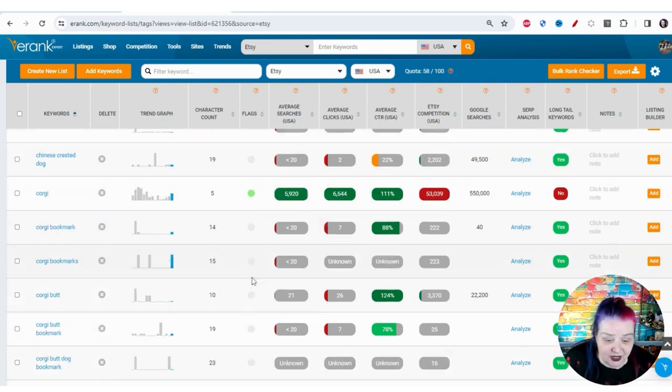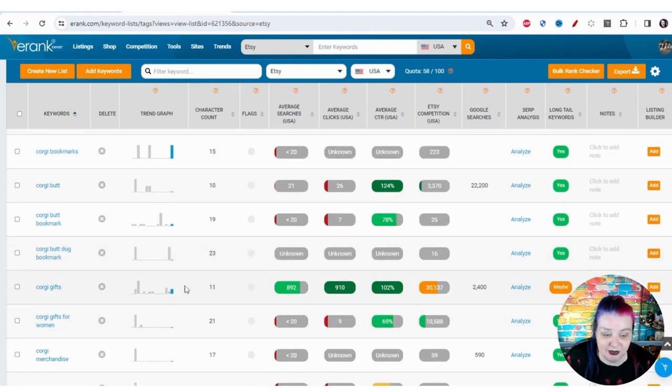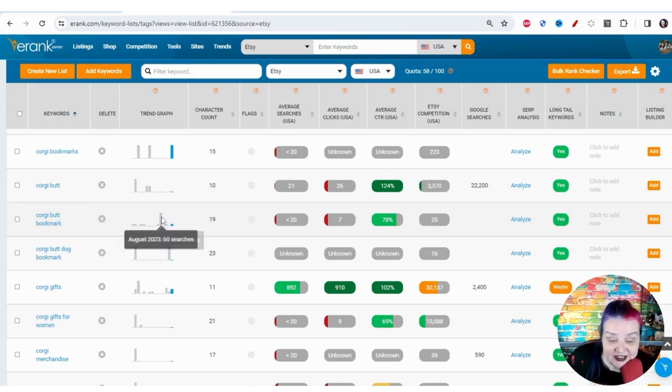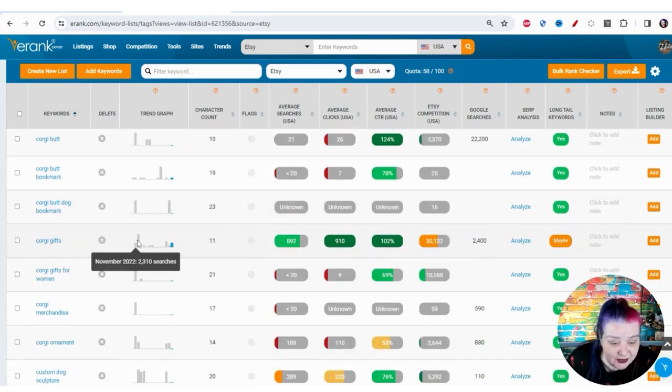So yeah, you just quickly look through all of this and go, what are my most important things? Like corgi butt bookmark, it's what my item is, but there's not a massive amount of searching. In fact, corgi butt bookmark, like 60 people searched in 1 month. There's 25 people selling that. That's like mainly me. Corgi Buddy. Yeah, those are all kind of me. Corgi Gifts is a fun one that pops up.